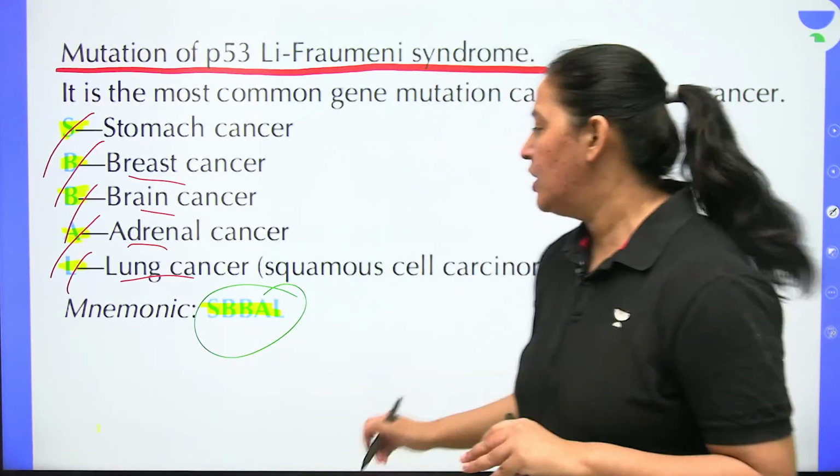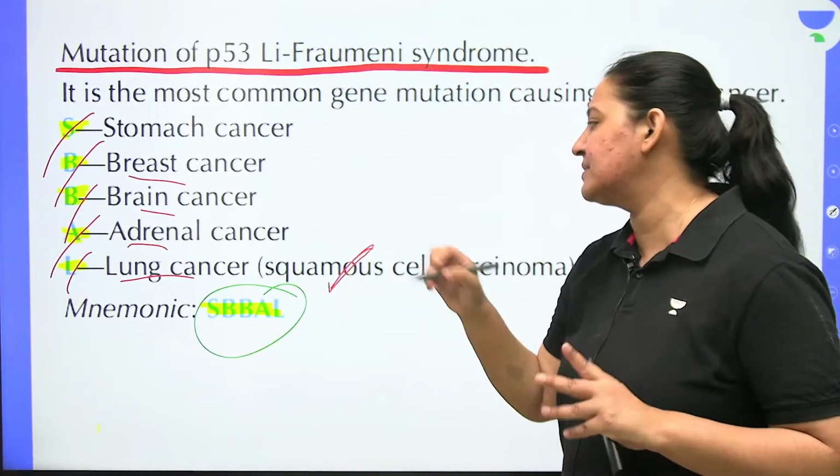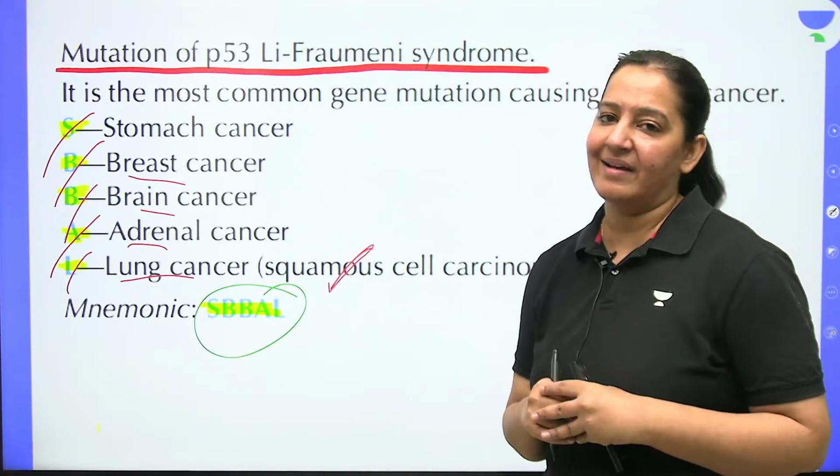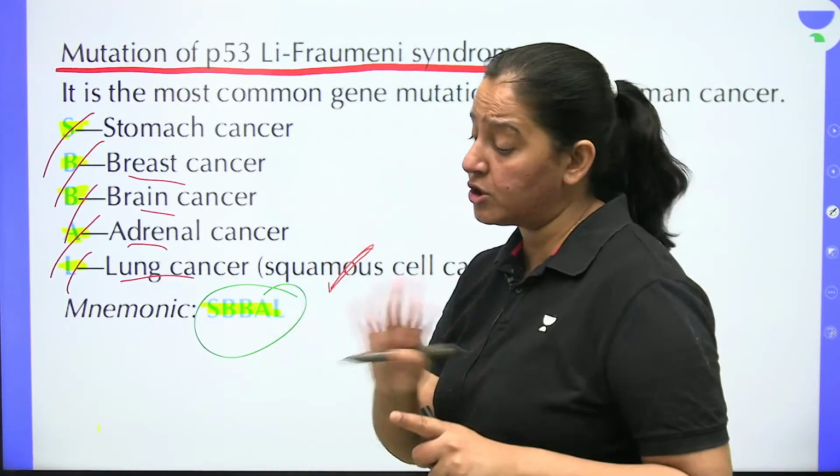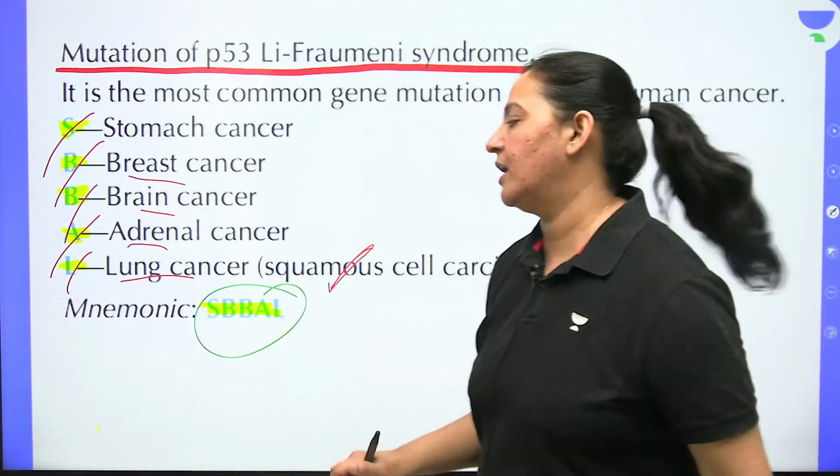Which type of lung cancer? So always subclassify. It is squamous type of lung cancer. So don't only say lung cancer. You will get all 4 options of the lung cancer. So lung cancer it is squamous, not adeno, not small cell, not large cell. So being specific, the mnemonic is SBBAL.